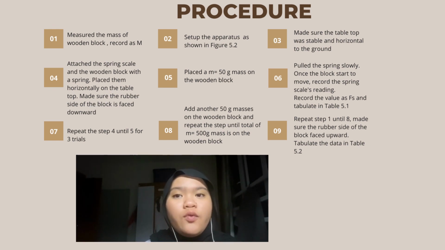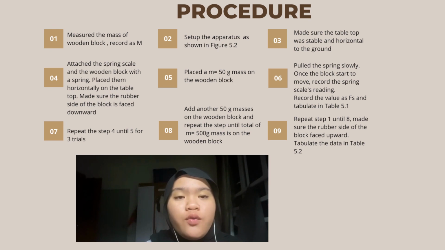Sixth, we have to pull the spring scale slowly. Once the block starts to move, we have to record the spring scale reading. Record the value as Fs and tabulate it in table 5.1. Seventh, we have to repeat steps 4 until 5 for 3 trials.